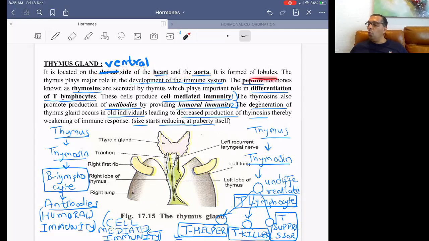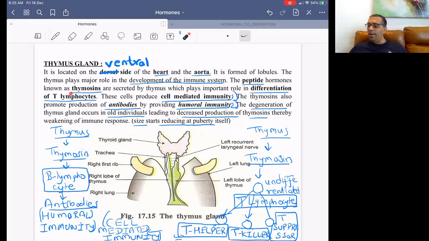It is formed of lobules, and the thymus plays a major role in the development of the immune system. So what is the main function of the thymus gland? It helps in the development of your immunity. It is concerned with the immune system. Which gland is concerned with the immune system? The thymus gland. The defense mechanism is controlled by the thymus gland. It gives out a peptide hormone known as thymosin. Thymosin is a peptide. It's a protein made up of 20 types of amino acids.